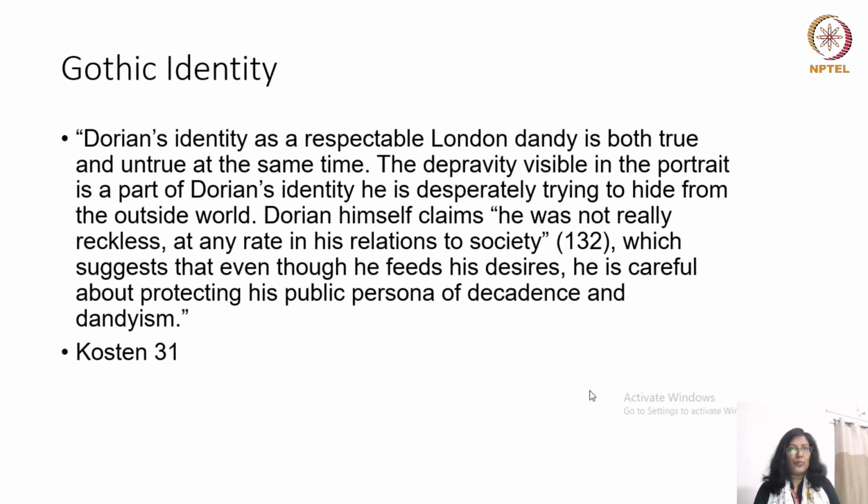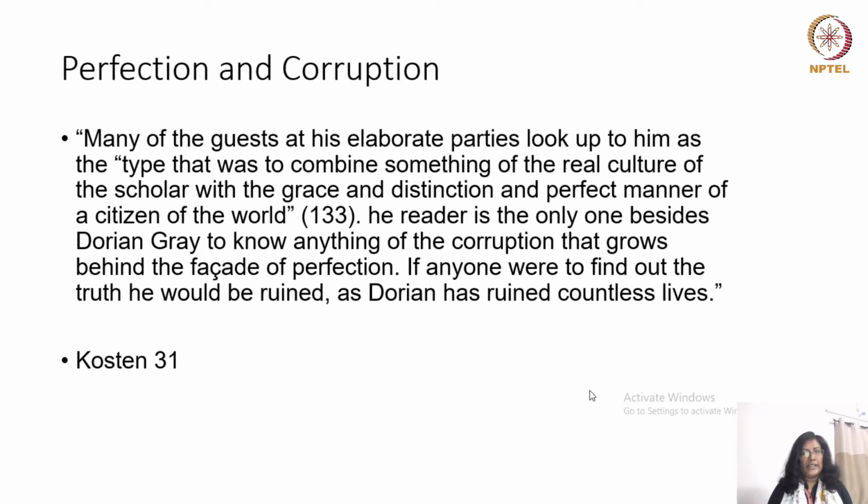Dorian is anxious to protect his respectable identity with the outer world, with this high-class society. So there is a public face and a private face. And these two phases are important to us when we try to understand the nature of human identity, which is explored to a great extent through this narrative mode of Gothic. Many of the guests at his elaborate parties look up to him as the type that was to combine something of the real culture of the scholar with the grace and distinction and perfect manner of a citizen of the world.